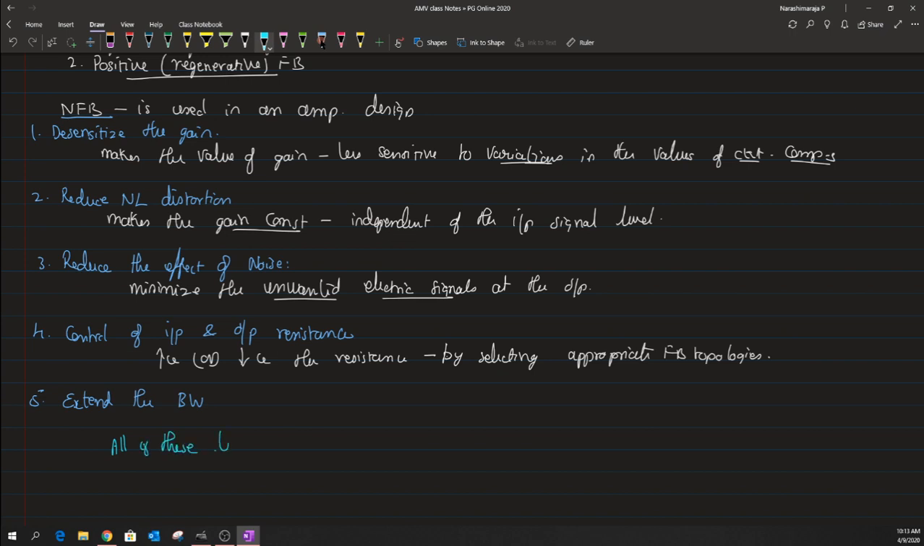So these are the desired properties, and in order to bring these desired properties into the circuit, one has to give up something, right. So these are being obtained at the expense of reduced gain. Okay. So the gain of the circuit becomes reduced when we try to employ a negative feedback circuit in an amplifier design.